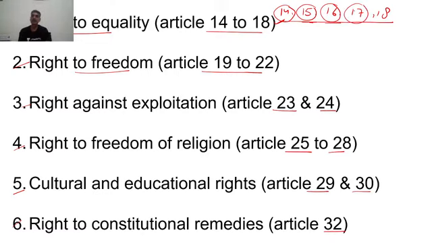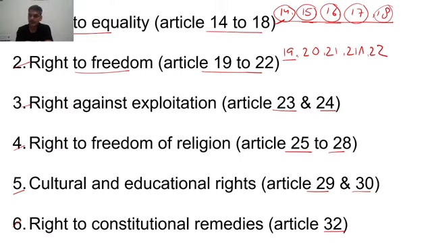Article 17, it is simply abolishing untouchability so that that practice can be not there, which is creating divide. And similarly, Article 18, it is abolishing titles. Okay, so all are talking about equality, but in different aspects. Then we have right to freedom under Article 19, 20, 21, 21A, and 22.